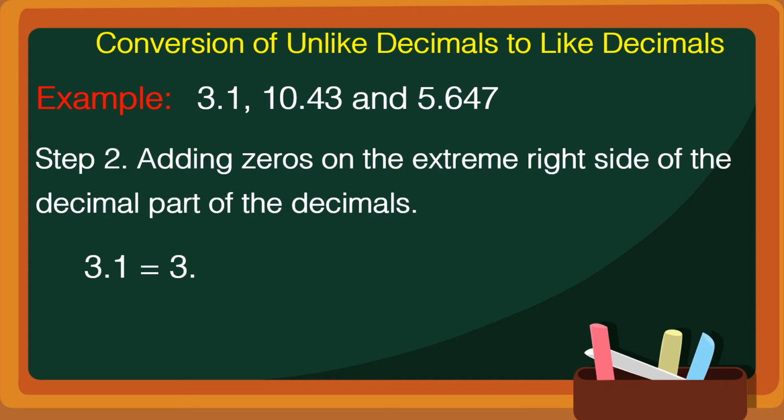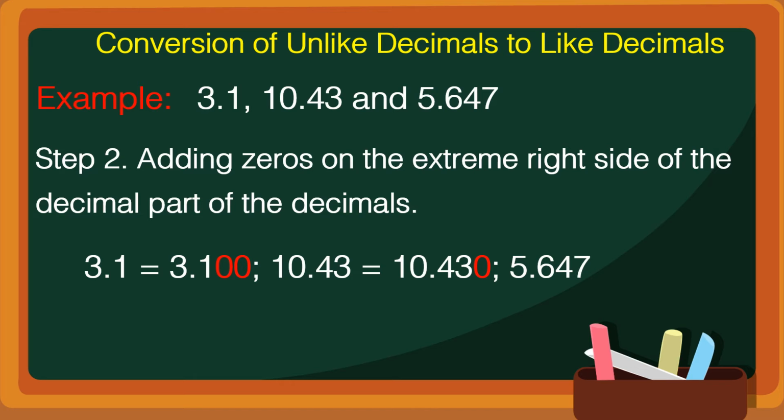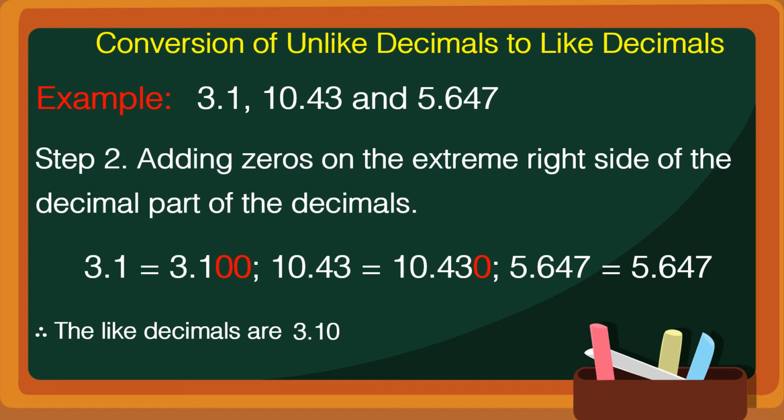3.1 is equal to 3.100. 10.43 is equal to 10.430. And 5.647 is equal to 5.647. Thus, the like decimals are 3.100, 10.430, and 5.647.